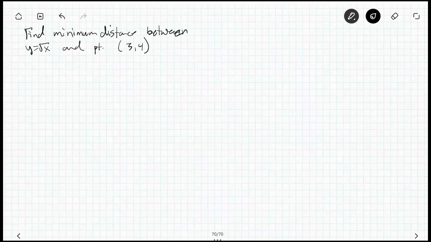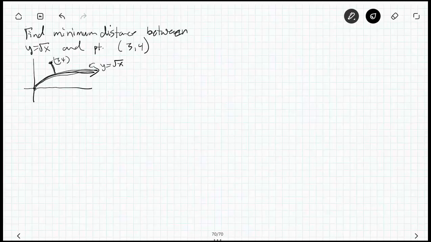All right, so remember, step 1, draw a picture if you can. So 1, 2, 3, 1, 2, 3, 4, and then I'm going to have the square root of x, which cruises down here. Clearly not drawn correctly, right? All right, so I want to find the minimum distance between this curve and that point right here. This is 3, 4, and this is y equals root x. Now let's go through our checklist.